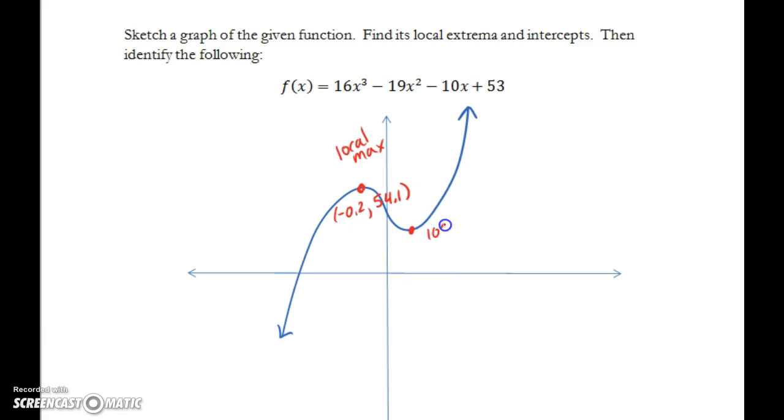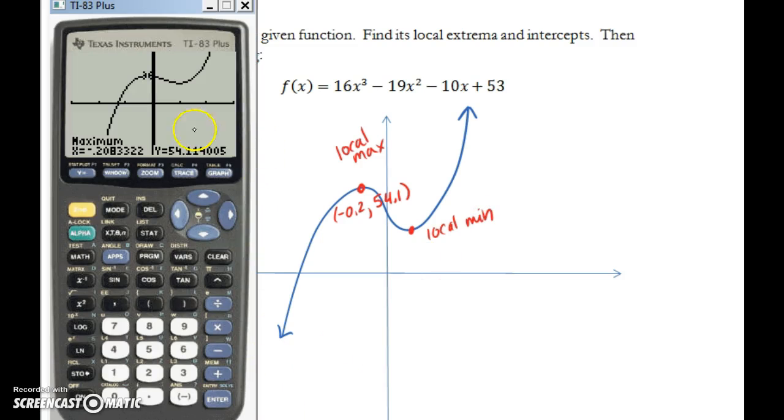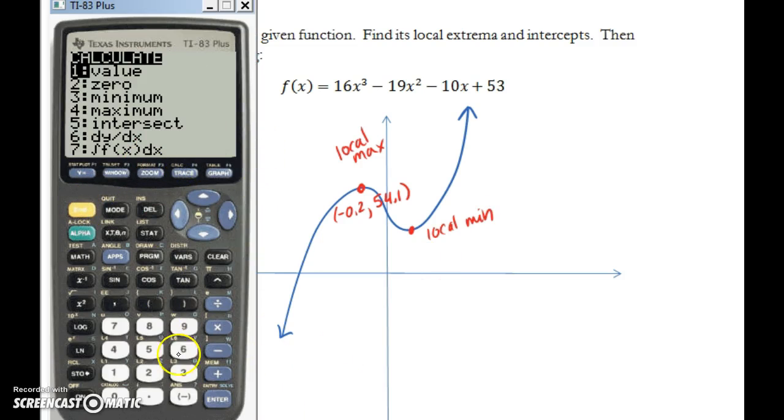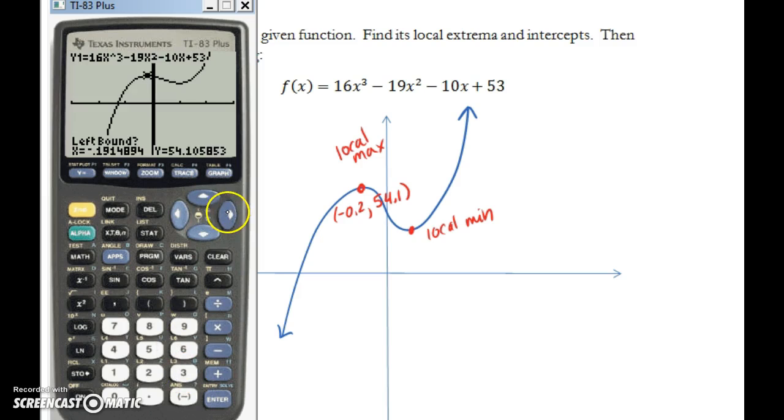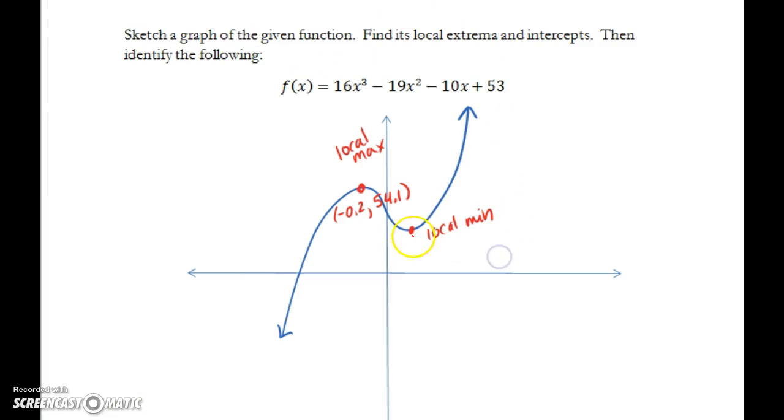And now let's find our local min, which occurs at any valley in our graph. So this is our local min. And we're going to find it using the same process. So again, go to calculate, go to option 3 for minimum. This time we're moving our cursor to the left side of the min, hit enter. When it says right bound, we're going to move over to the right side of the min, hit enter. We get those arrows. Our minimum should be between them. When we hit enter, our minimum's at about 1, 40. So let me indicate that on our graph as well. 1, 40 is our local minimum.